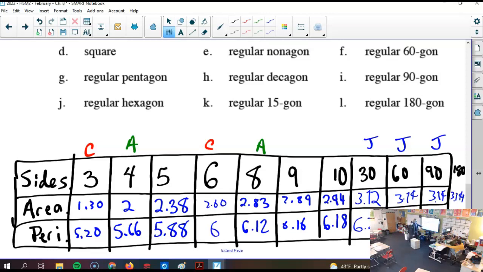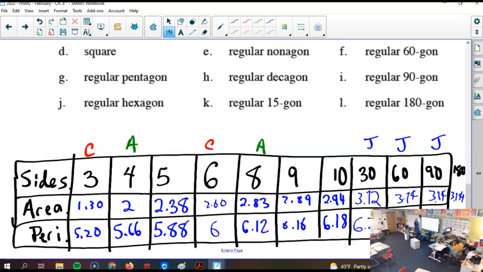Well, jump to 30. Jump of 20, jump of 30. I was more talking about the growth from one stage to the next. Like this is 0.7, and then right there, that's half that, a little bit less than half. It doesn't seem like a uniform amount. For the area at 90 it's 3.14, and 6.28 for the perimeter.